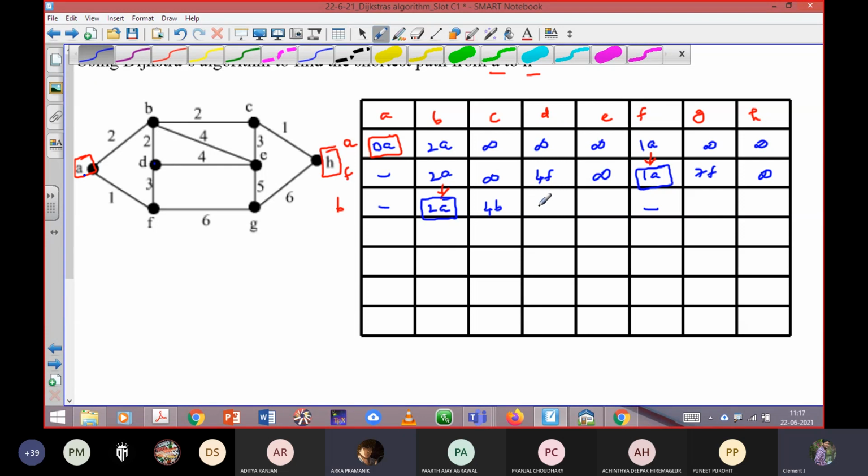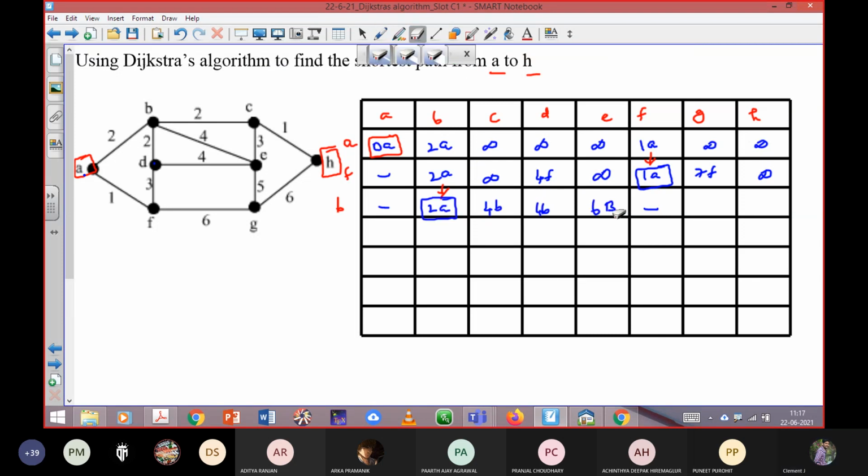Next B to D: 4B. If I mention 4B here, that is equal to the previous one. Since both values are the same, I can put either 4B or 4F, not a problem. Without any confusion, I can use the same 4B itself. Next, B to E: 6B.